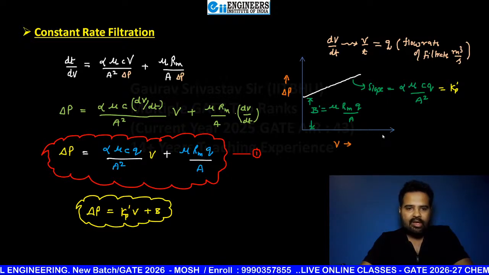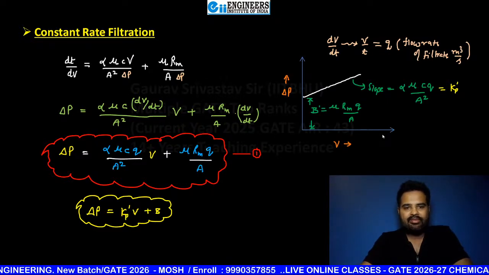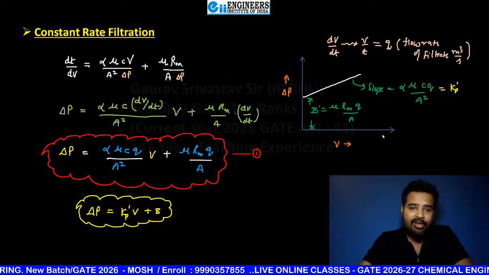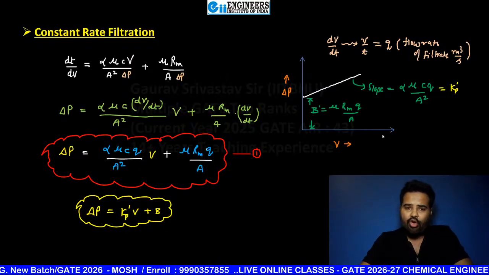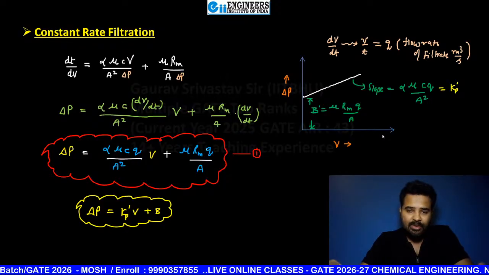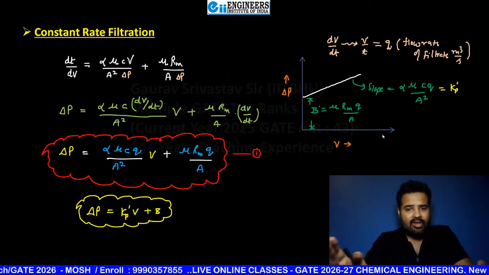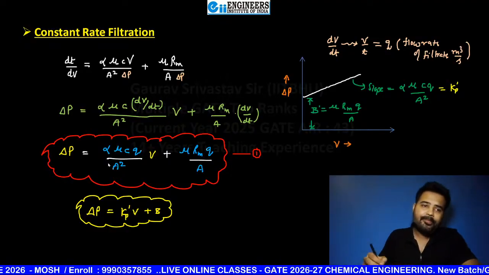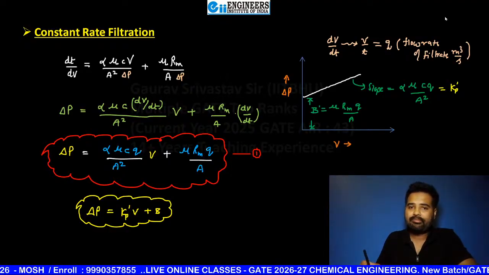The parameters again have the same meanings: capital V is the filtrate volume, mu is the filtrate viscosity, A is the filter area, delta P is the total pressure drop, that is delta PC plus delta PM, RM is the filter medium resistance, alpha is the specific cake resistance, and C is the average dry cake mass per unit volume of filtrate. Everything remains the same.